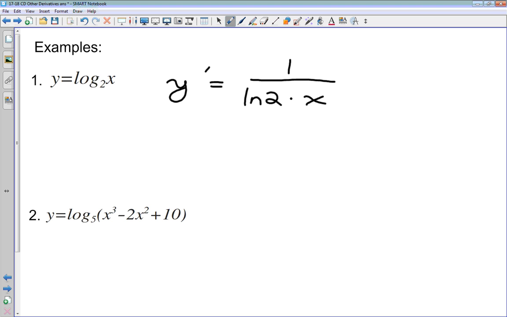Now, I should make this a little bit more clear. Remember, we're only taking the ln of that 2. That x, we're not taking the ln of the x.